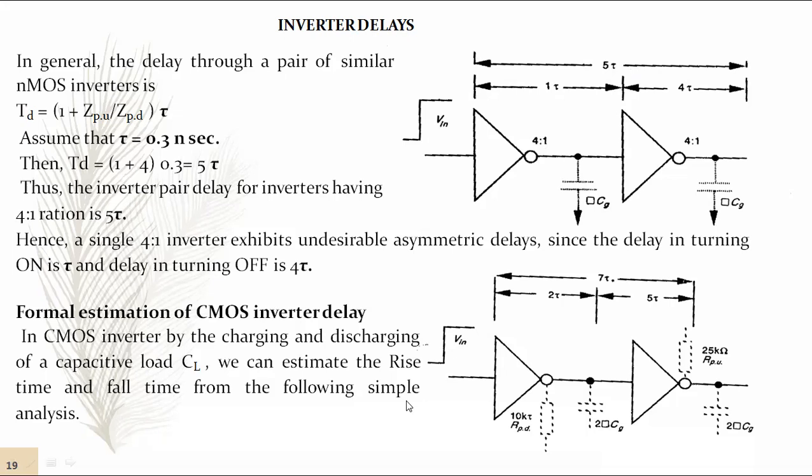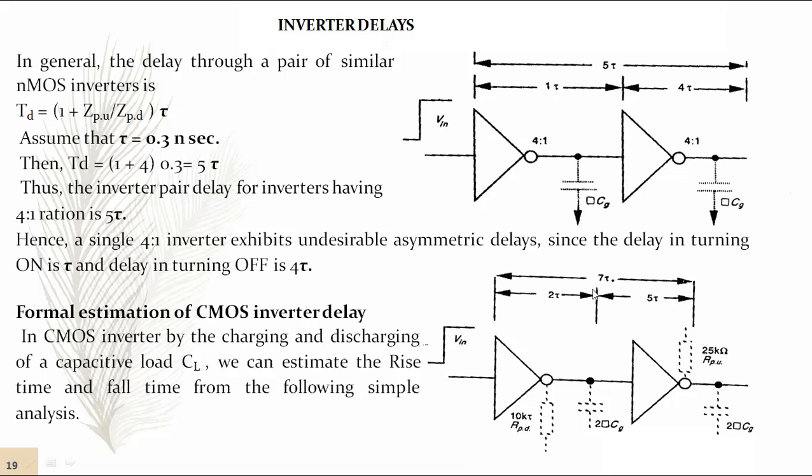Similarly for the CMOS inverter, it is not the same case as in the NMOS inverter. A formula estimation of the CMOS inverter delay. In the CMOS inverter, by the charging and discharging of capacitive load CL, we can estimate the rise time and fall time from the following simple analysis. Here the total delay is 2 tau plus 5 tau equal to 7 tau.